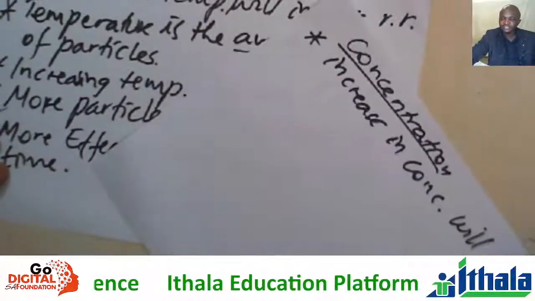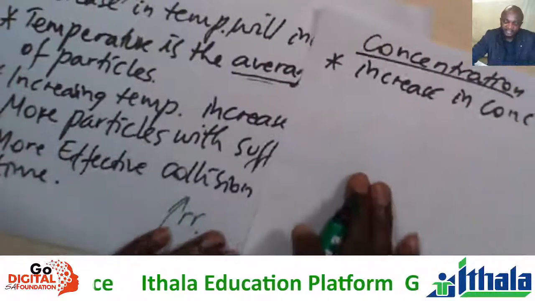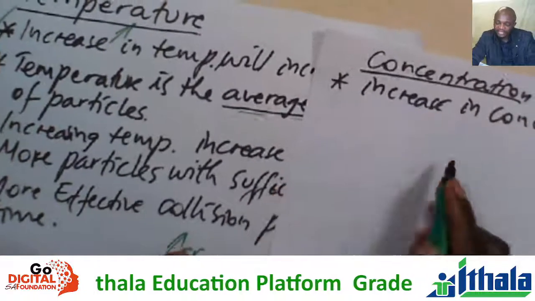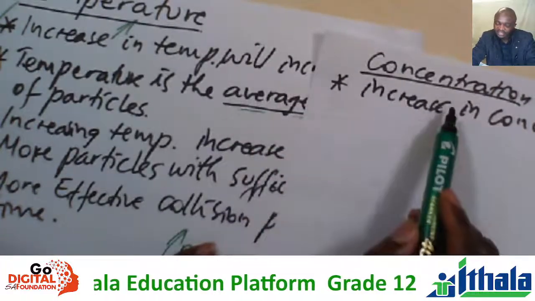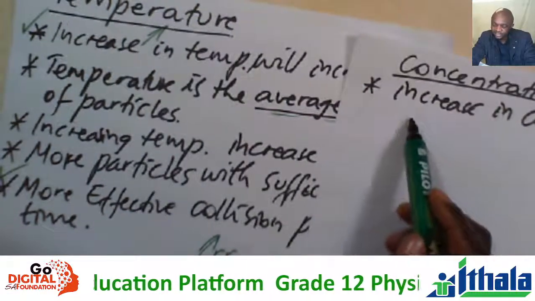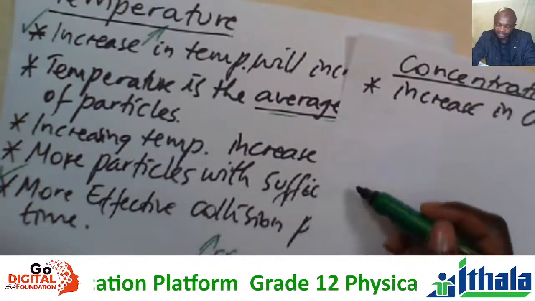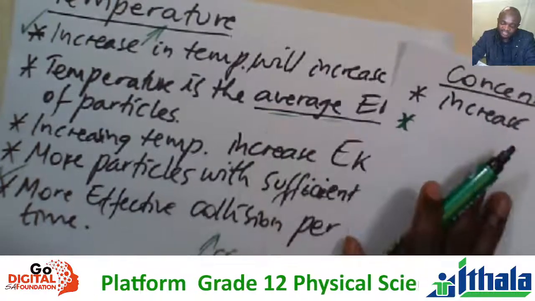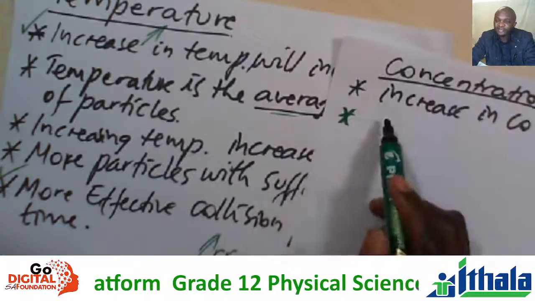Let's look at concentration alongside temperature. Bullet 1: an increase in temperature will increase the rate of reaction. For concentration: an increase in concentration will increase the rate of reaction. Number 2, for temperature: temperature is the average kinetic energy of the particles.